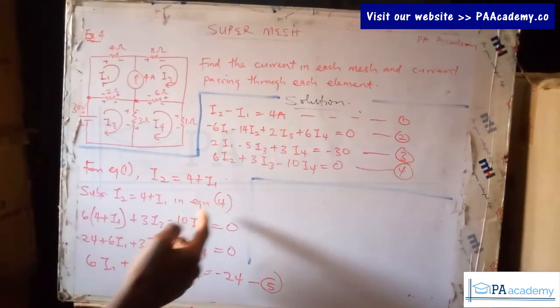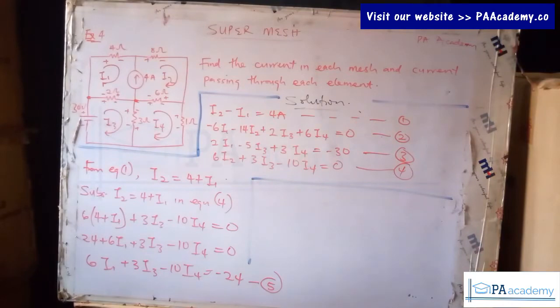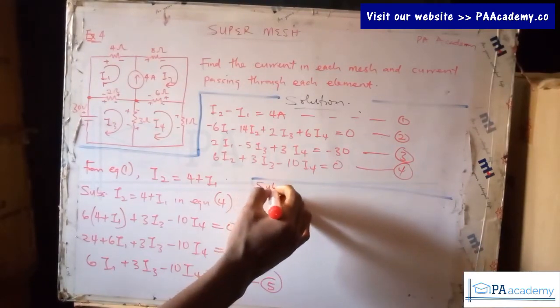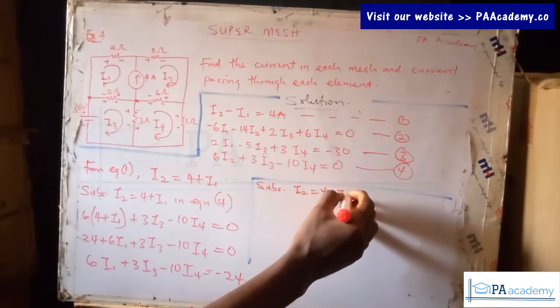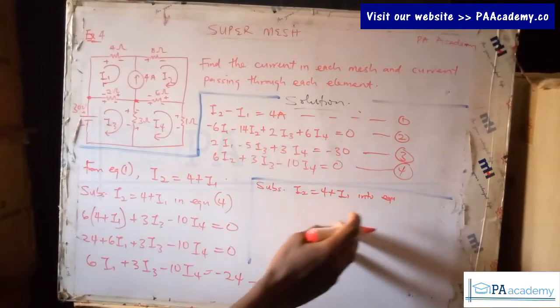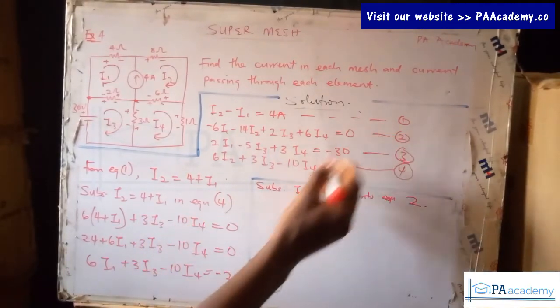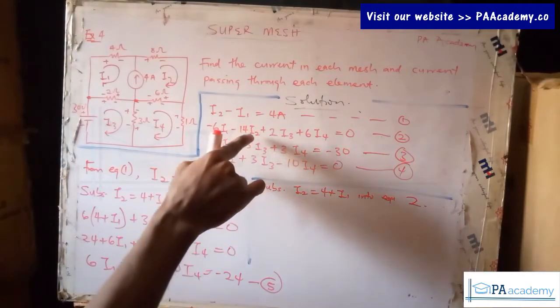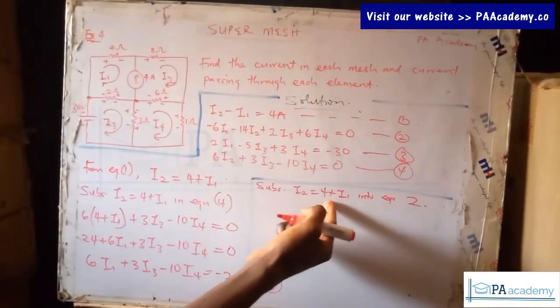So what we did here, we're also going to do to equation 2. We are going to substitute I2 equals 4 plus I1 into equation 2. This is equation 2 right here, and this is where we have I2. So in place of I2, we are going to put 4 plus I1.